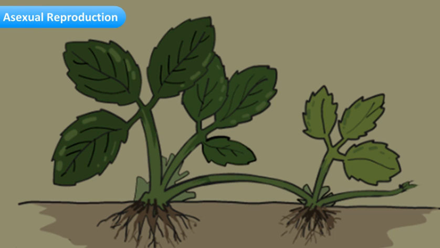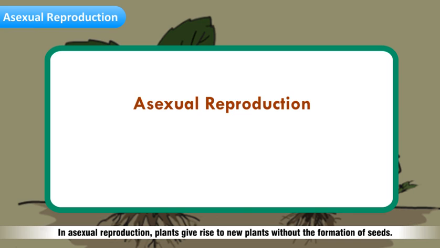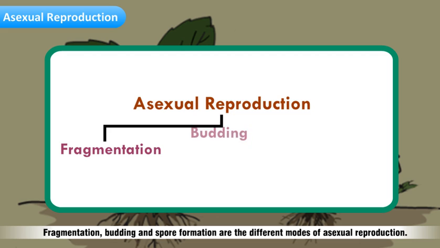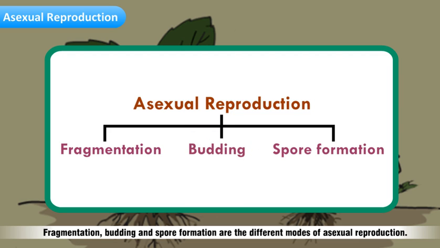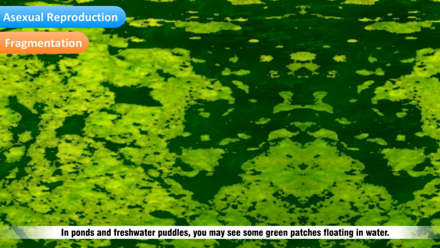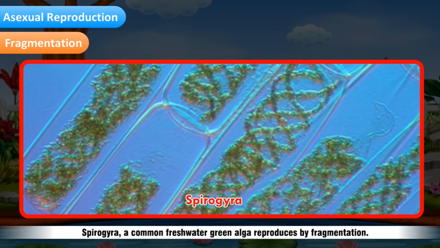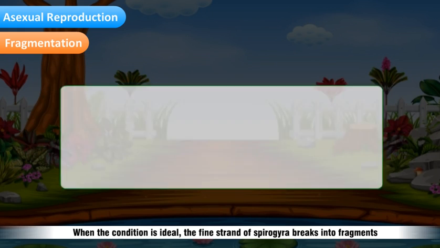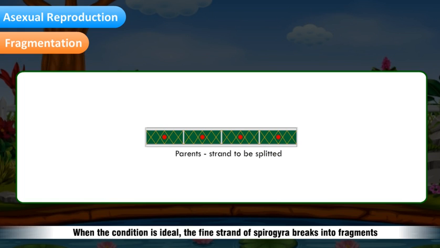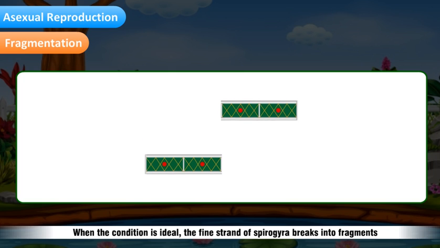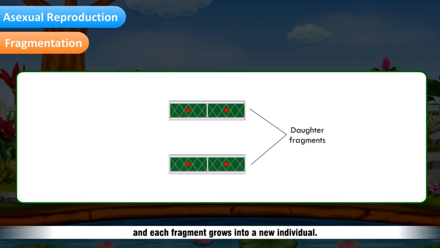Asexual reproduction. In asexual reproduction, plants give rise to new plants without the formation of seeds. Fragmentation, budding, and spore formation are the different modes of asexual reproduction. Fragmentation. In ponds and freshwater puddles, you may see some green patches floating in water. Spirogyra, a common freshwater green alga, reproduces by fragmentation. When the condition is ideal, the fine strand of Spirogyra breaks into fragments and each fragment grows into a new individual.